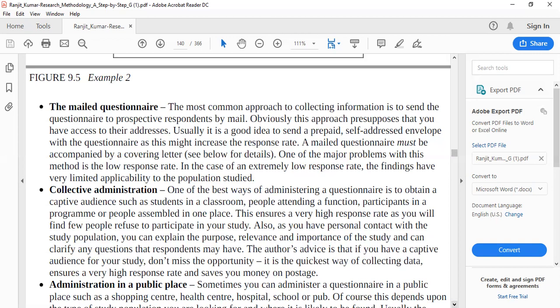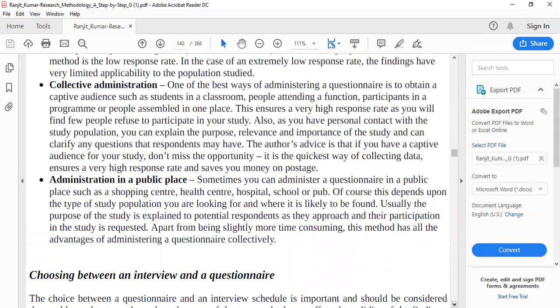And then you can also take questionnaires in a public place, such as a shopping center or health center or hospital or school, or any place. Of course, it depends on the kind of study that you're conducting. If you're conducting it in a school or in the university, you'll conduct your study and collect your data accordingly, and if it is through a questionnaire, that's how you're going to do it.